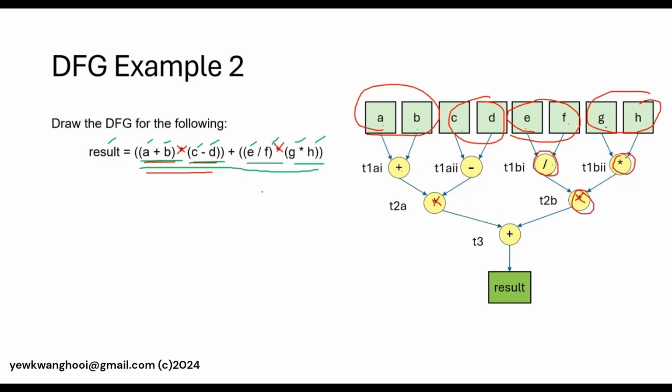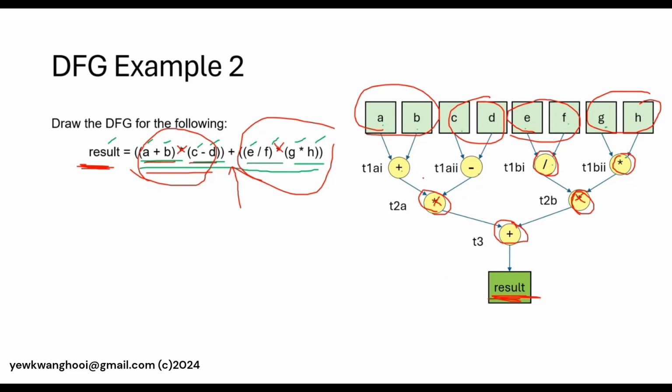And then finally, we do the plus, which is this, right? So we take the result of this plus with this. So the result is coming from here and here, right? That's why the arrow is pointing towards the plus here and produces finally the result.